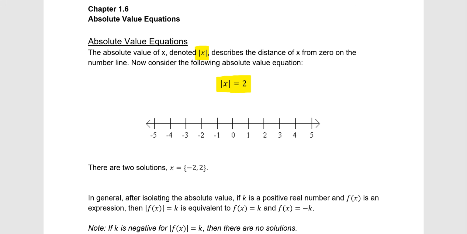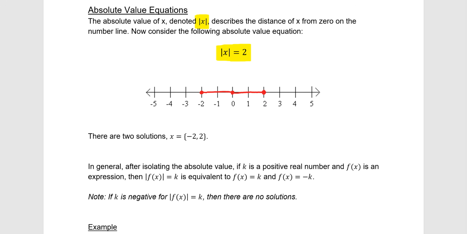So we're trying to solve this. We're trying to find values of x that make this true. Well, clearly x equals 2 will be an answer because it's 2 units away from 0 on the number line. But what's not as obvious is that -2 is also an answer because -2 is 2 units away from 0 as well. So there's actually 2 solutions here, and those 2 solutions are x equals -2 and x equals +2, and the answer is just written there with brackets written as a set.